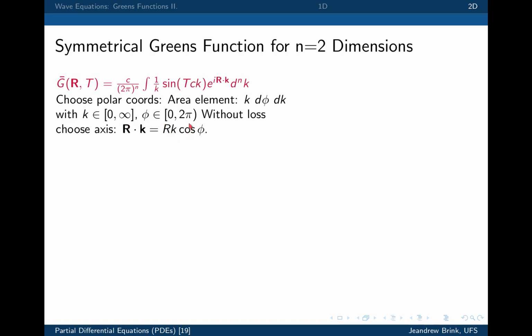So we now know what this quantity is that enters at the top here, and you can see already that it's going to be more complicated because you now have a cos phi in the exponent. Okay, so let's go on. Where r is the difference between the two, but that's not going to matter. So now in 2 dimensions, here is the integral. N is equal to 2. We're in polar coordinates, so phi goes from 0 to 2 pi, k goes from 0 to infinity. You have sin(ct k) times e to the i r k cos phi. Okay, so that's the integral we're going to evaluate.